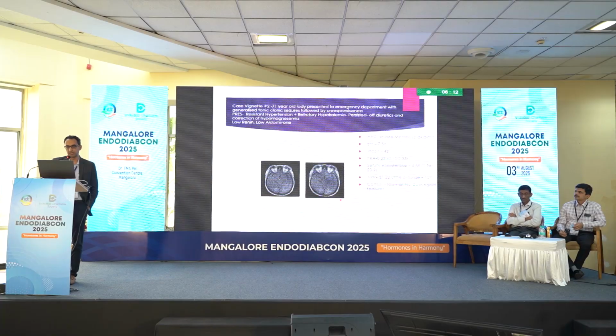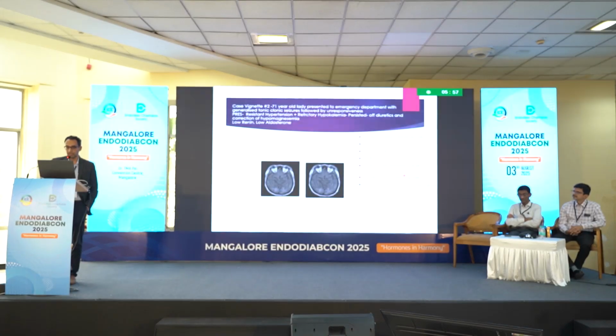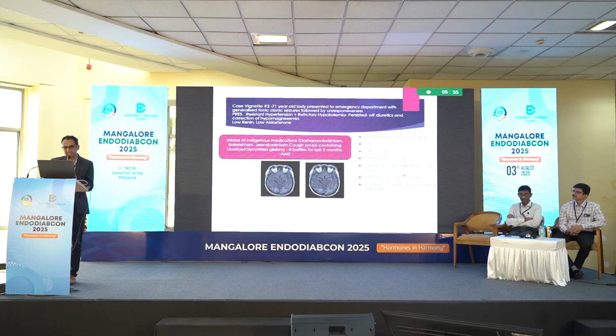This is a second case, a 71-year-old lady. She presented with accelerated hypertension and posterior reversible encephalopathy, and she had resistant hypertension and refractory hypokalemia. Evaluation showed hypertension with metabolic alkalosis and hypokalemia, but her aldosterone and renin were low. And you can see that this is an interesting case.